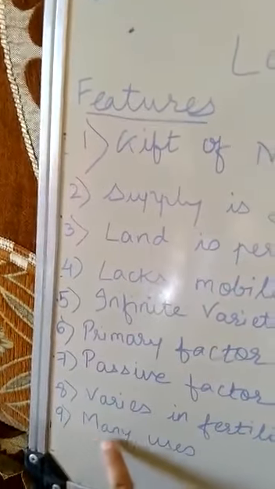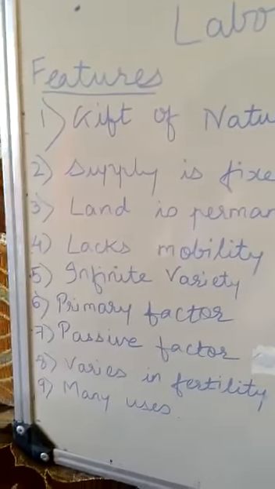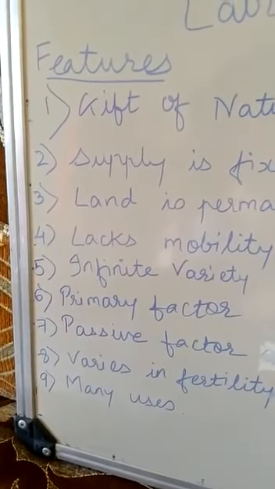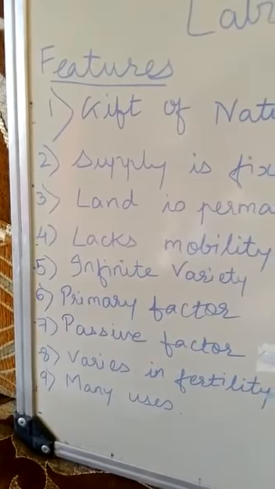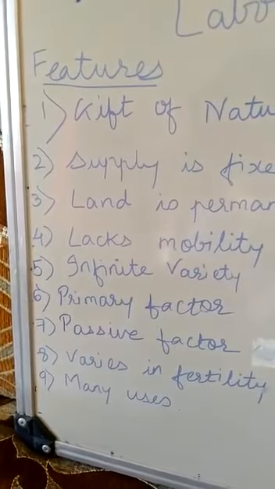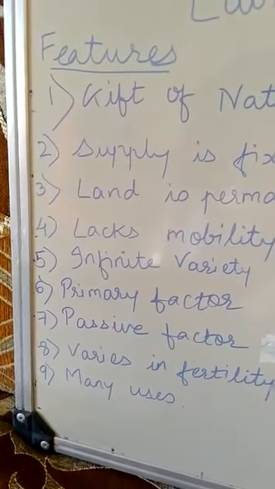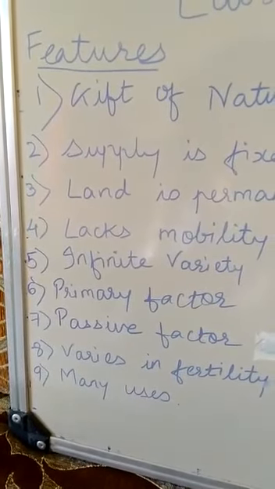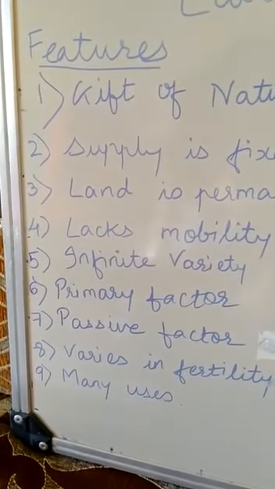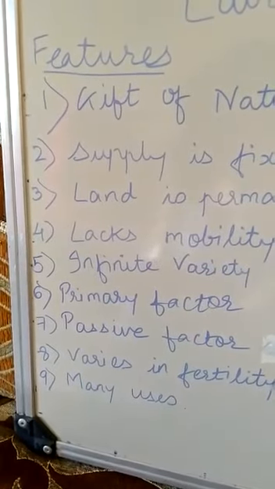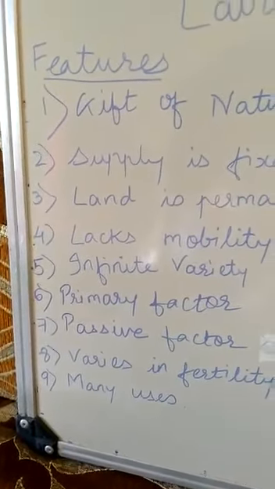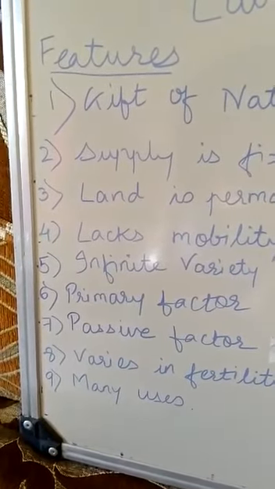Next is, it can be put to many uses. Land has large varieties of uses. Say, for example, a piece of land can be used for making a shop. The same piece of land can be used for making a godown, or the same piece of land can be used for establishing a factory. So there is a large variety of uses which land can be put to.